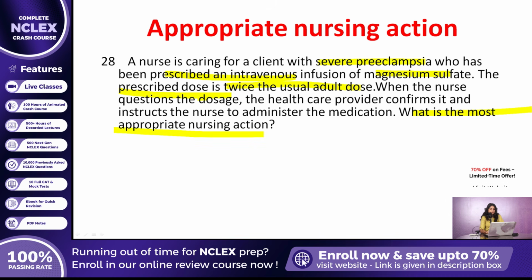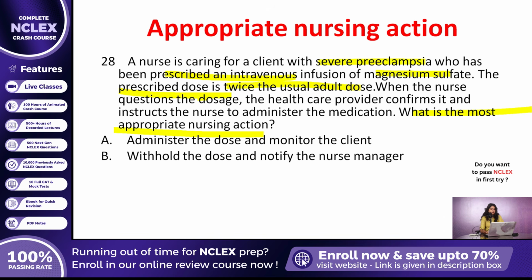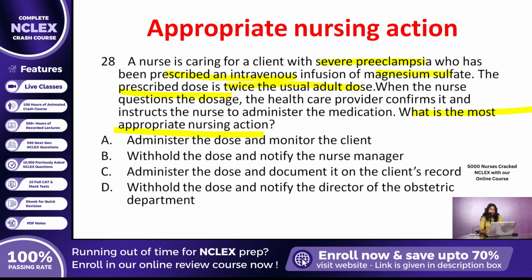The options are option A, administer the dose and monitor the client. Option B, withhold the dose and notify the nurse manager. Option C, administer the dose and document it on the client's record. And option D, withhold the dose and notify the director of the obstetric department. The correct and most responsible response is option B, withhold the dose and notify the nurse manager.